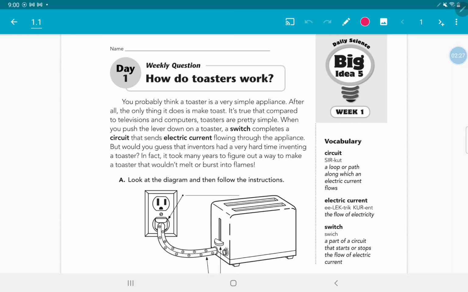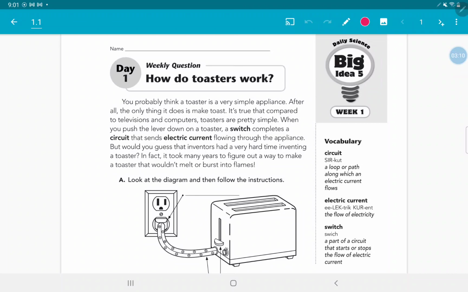Okay. All right, so it took a while to figure out how to convert or change electrical energy into heat. And a toaster is a really pretty simple appliance that sends that electric current through a circuit, which is either completed or broken by the switch or the lever that you push down to make the toast, and then it pops up when it's finished and breaks the circuit. So we're going to be talking about that this week.